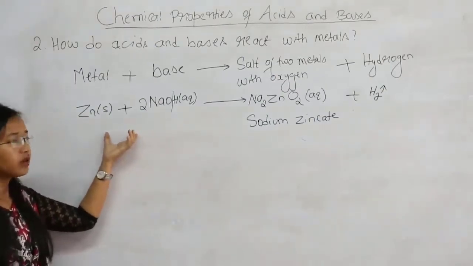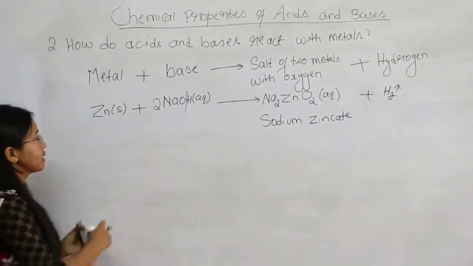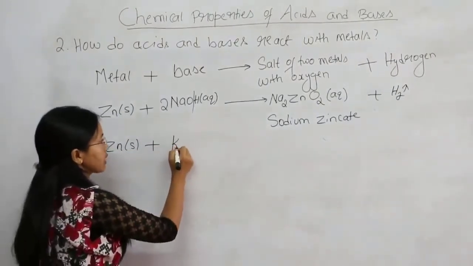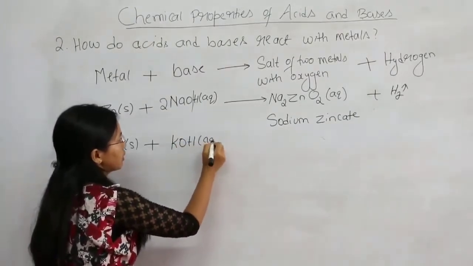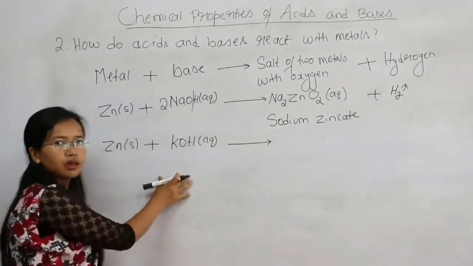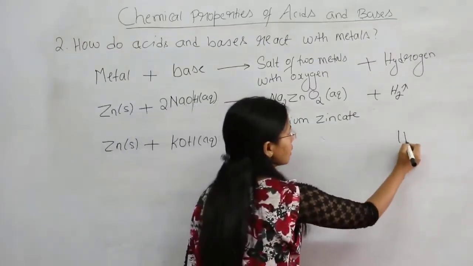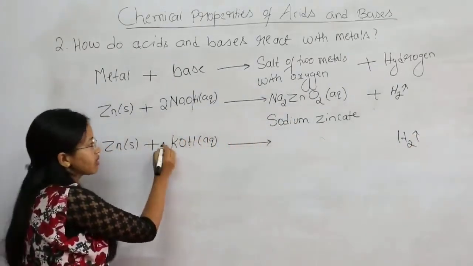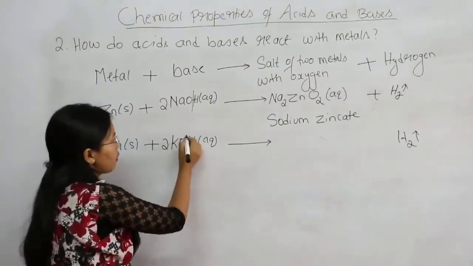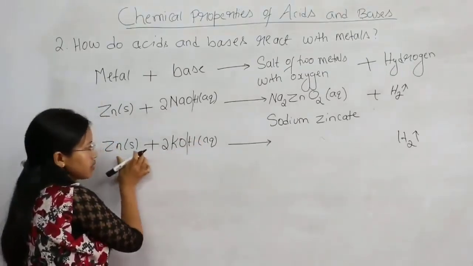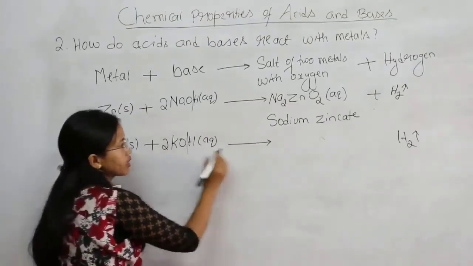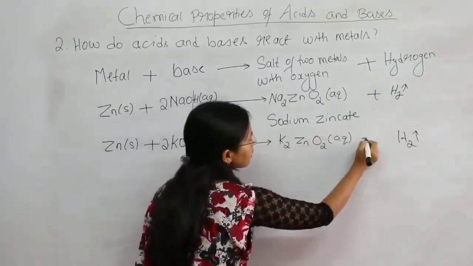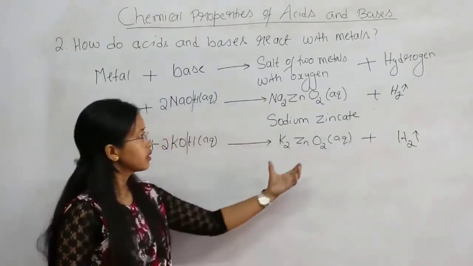Again, let me give another example by taking zinc with another base. Let us take potassium hydroxide, KOH. So what will we get from here? Again, we are going to get hydrogen, H2. Same thing, we have 2 hydrogen, but in this case it's only 1. Balance it, multiply by 2. So what happened? Hydrogen is taken out, we are left with metal with the remaining of the base. So we'll get K2ZnO2. This is in AQ. So this is the compound that we get.